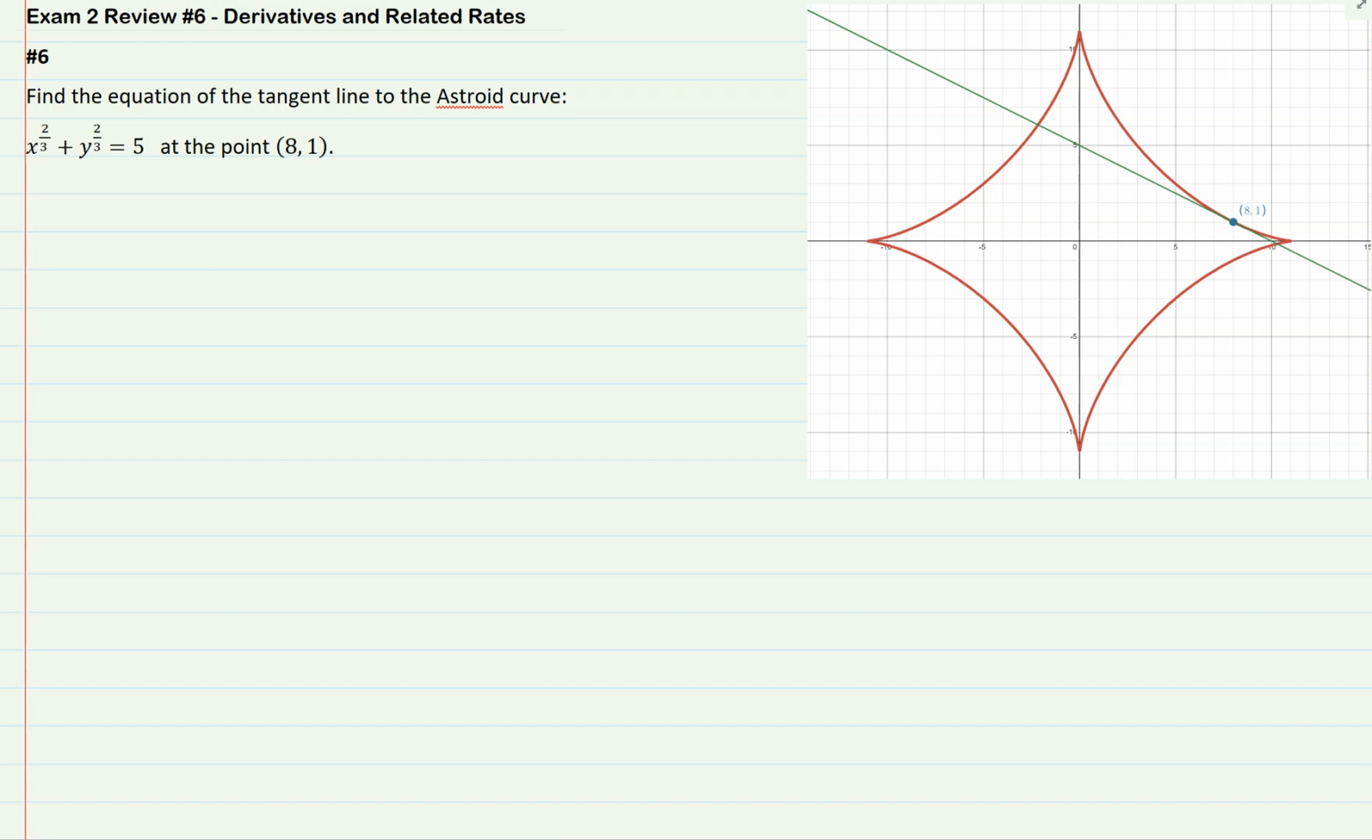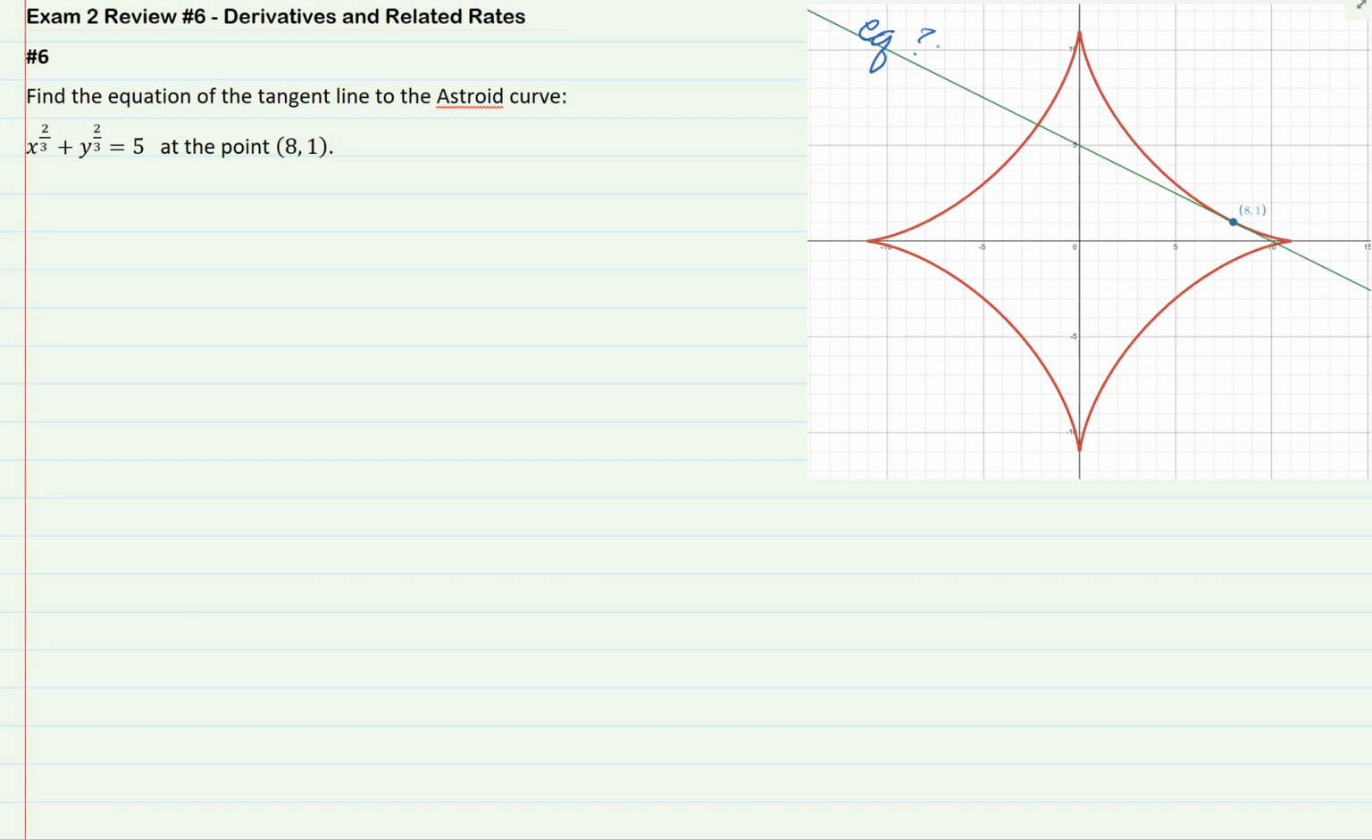So the question is asking to find the equation of the tangent line to this curve that is in red. I plugged that into Desmos so we can see and verify that the point 8 comma 1 is actually on the curve, which is great. And we're looking for the equation of this line.